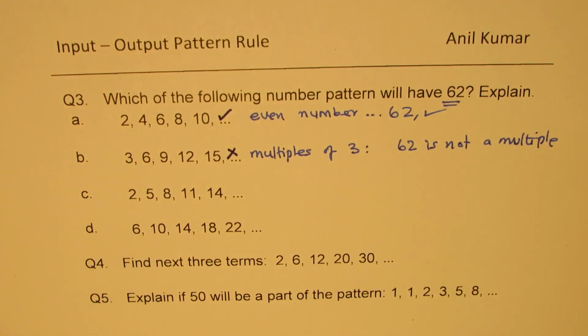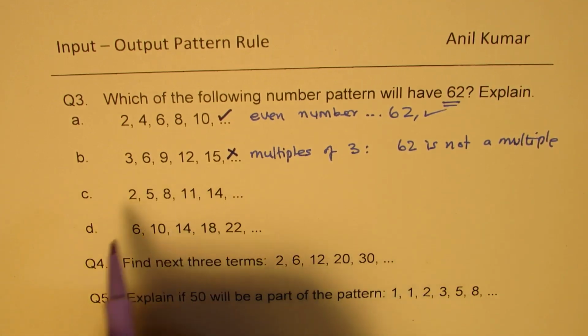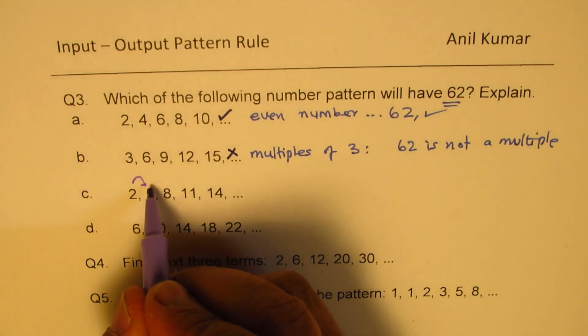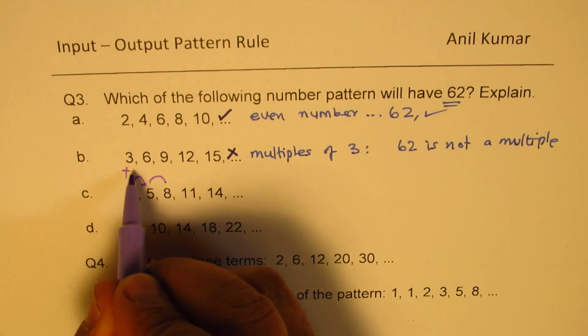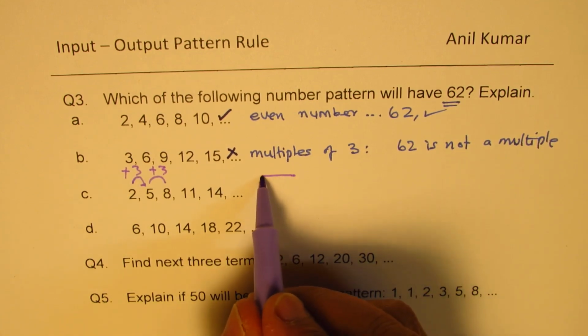Now the next pattern is 2, 5, 8, 11, 14. How do you get this pattern? What we are doing here is, from 2 to 5, we are adding 3, correct? So we are adding 3. So what could be the rule? Think about a rule now.